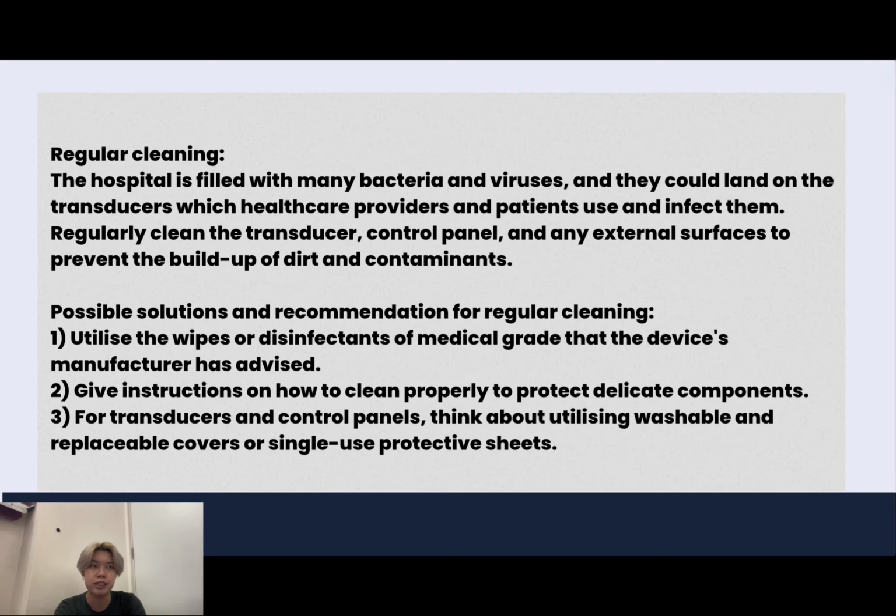Possible solutions and recommendations for regular cleaning include, firstly, utilize the medical-grade wipes or disinfectants that the device's manufacturer has advised. Secondly, give instructions on how to clean properly to protect delicate components. Thirdly, for transducer and control panels, think about utilizing washable and replaceable covers or single-use protective sheets.